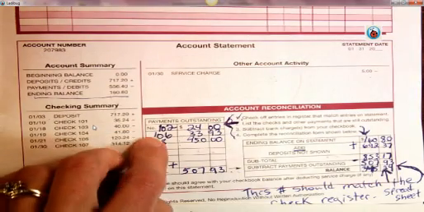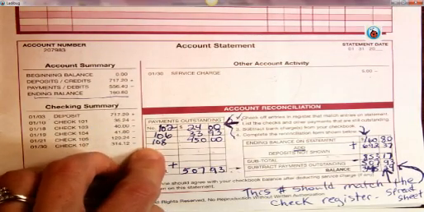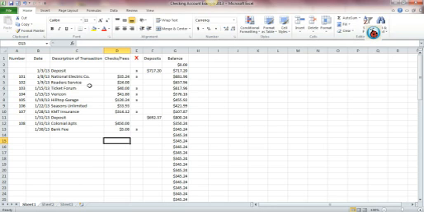Now, where I got these checks from is I looked on my spreadsheet and I found every single check. We're not worried about deposits. Every single check that did not have an X next to it. This is why you don't just go down and put X's just to be putting X's. It makes it very difficult to complete this if you do.